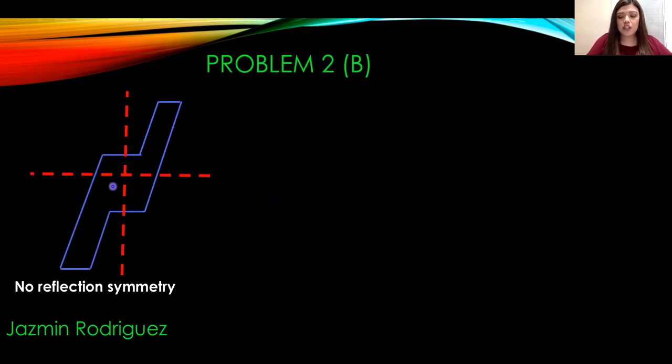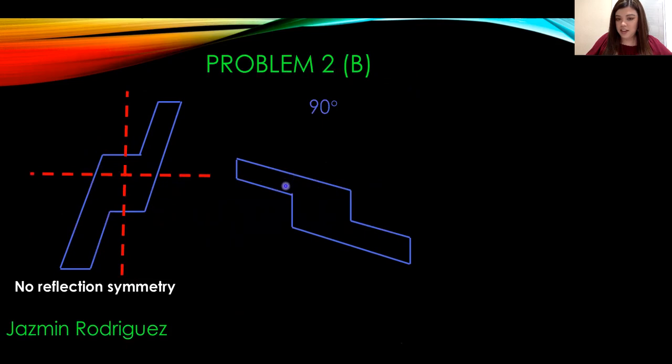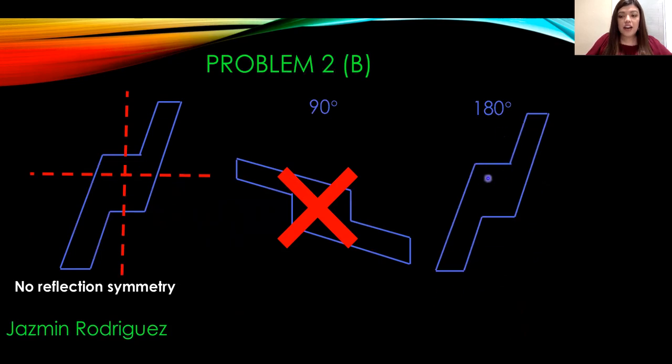Now let's look at rotational symmetry. Let's flip it 90 degrees. Does this image look like the original? It does not. Now let's flip it another 90 degrees. All right, does this image look like the original image? It does.